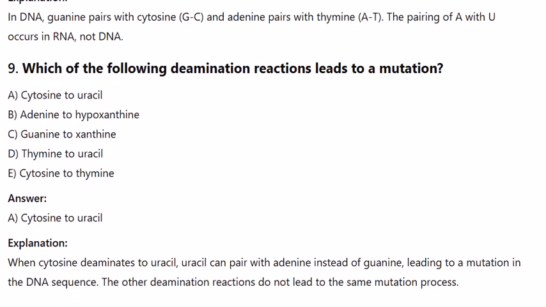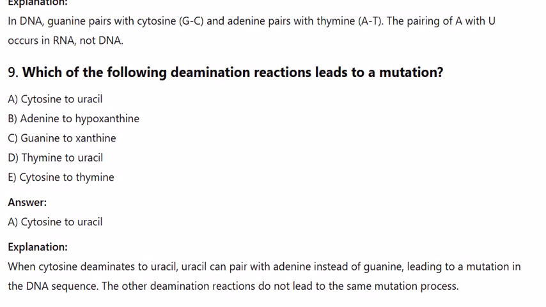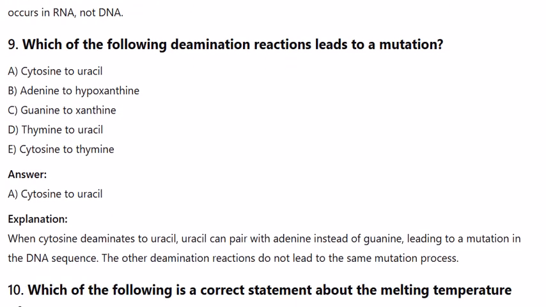9. Which of the following deamination reactions leads to a mutation? A. Cytosine to uracil, B. Adenine to hypoxanthine, C. Guanine to xanthine, D. Thymine to uracil, E. Cytosine to thymine. Answer: A. Cytosine to uracil. Explanation: when cytosine deaminates to uracil, uracil can pair with adenine instead of guanine, leading to a mutation in the DNA sequence. The other deamination reactions do not lead to the same mutation process.